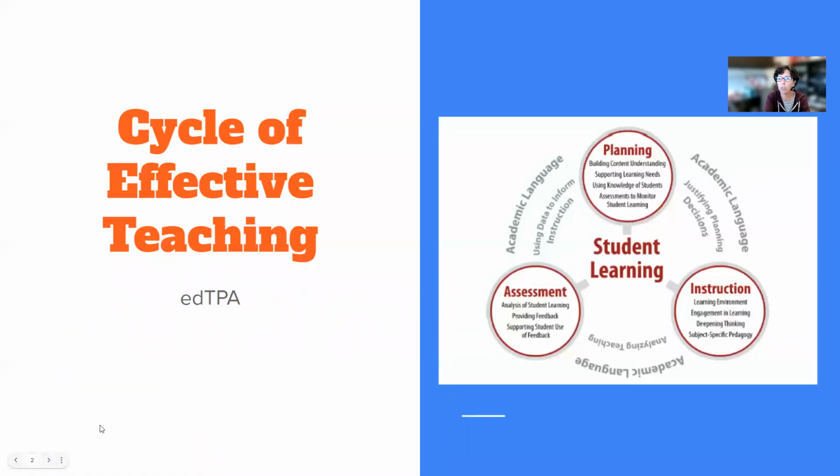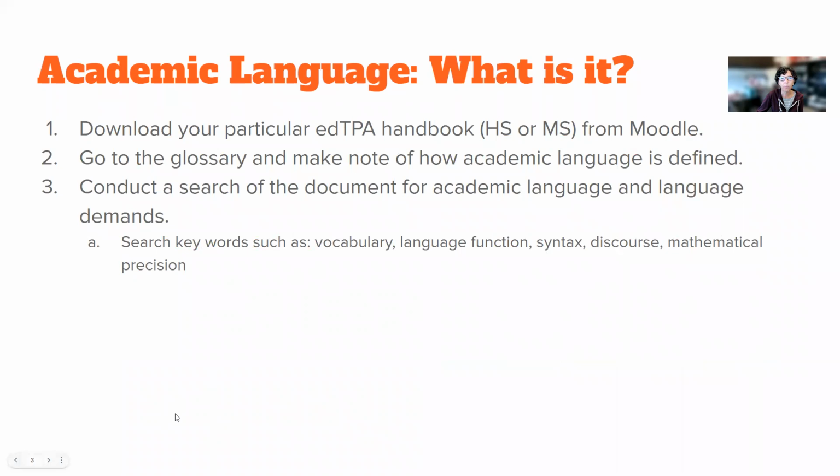So again, this is just review of what EdTPA calls the cycle of effective teaching. So we start with planning, we move to instruction and assessment, and notice in the graphic that what encompasses all of those things is this idea of academic language. So it's something important that we need to pay attention to, not only with our lesson planning, but also during instruction and how we assess our students.